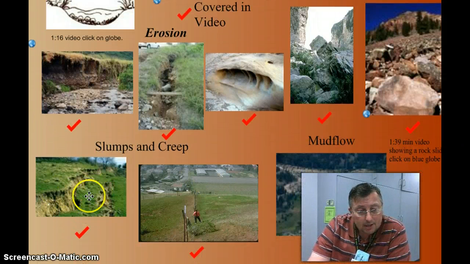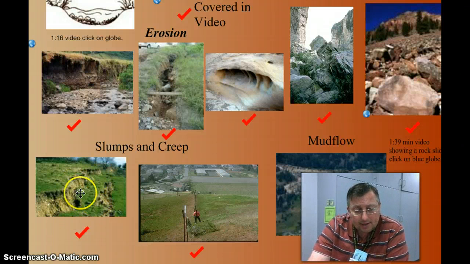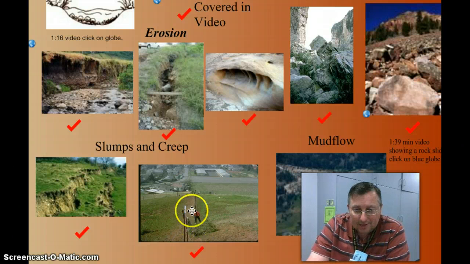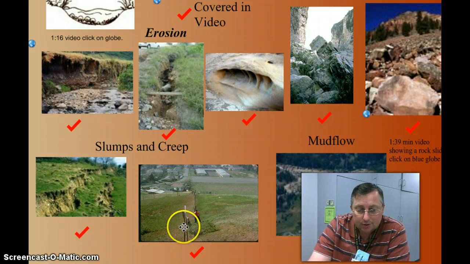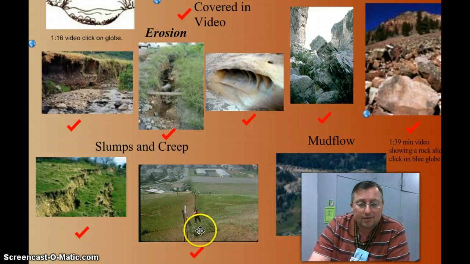Here's a slump. A big chunk of this whole part right here just slumped away from the original side of the hill. And then over here we have creep. Now, this guy is not a creep. I'm talking about how the fence line, if you look right here, goes straight, straight, straight, straight, straight. But then over here it moves. It's moved 3 feet. A creep is a very slow movement.